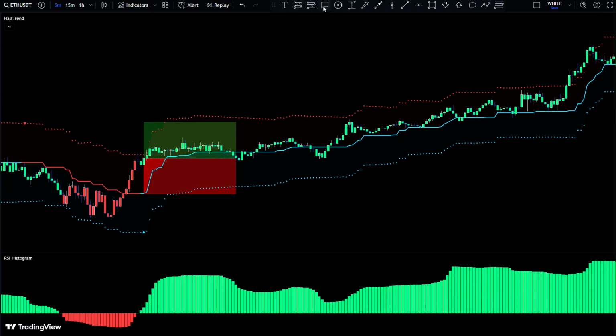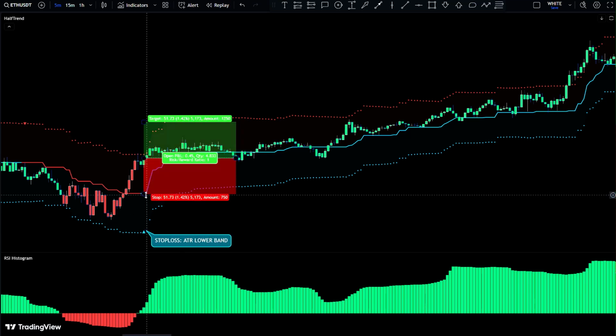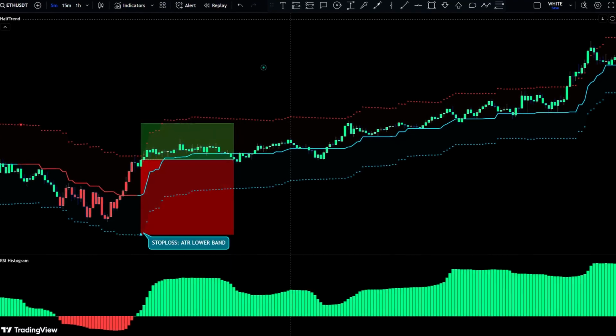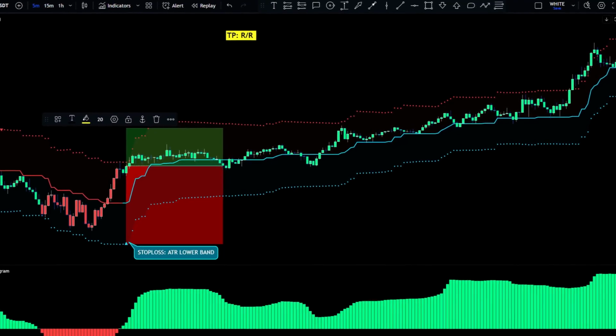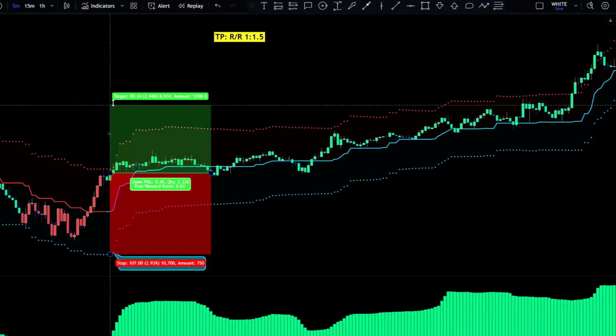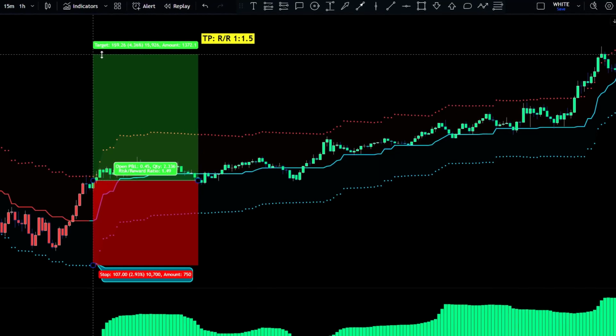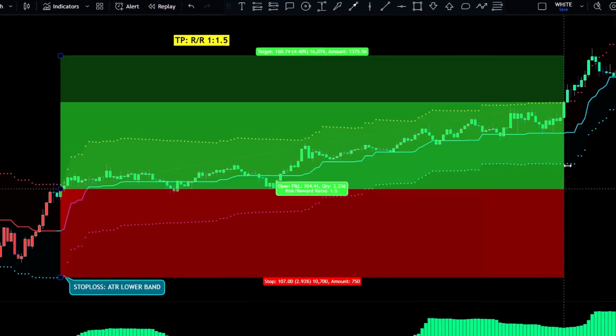To protect ourselves from potential losses, we'll set a stop loss order. For buy trades, the lower band of the half trend indicator is a good point to place your stop loss. This way, if the price starts moving against you, you automatically exit the trade and limit your losses. Now, let's set a take profit target using a risk reward ratio of 1 to 1.5. This means that for every dollar you risk, you aim to make 1.5 units of profit.